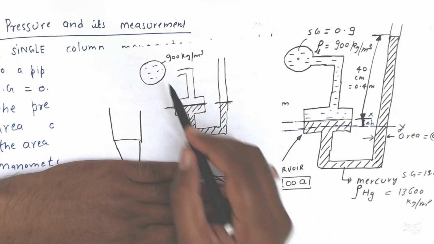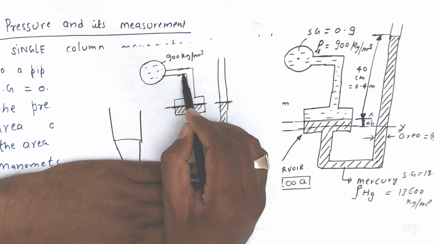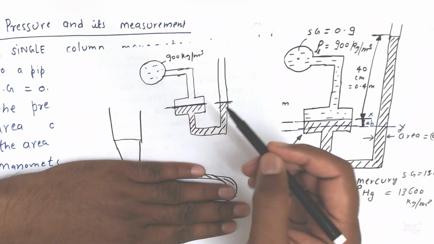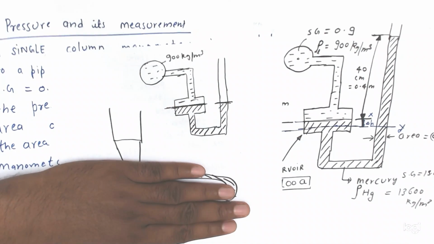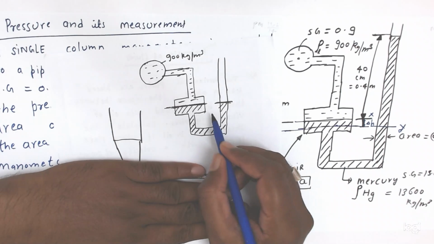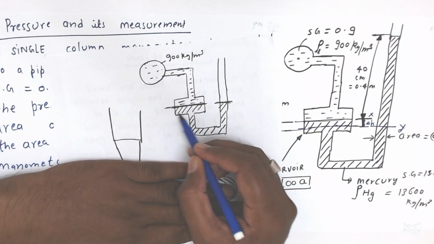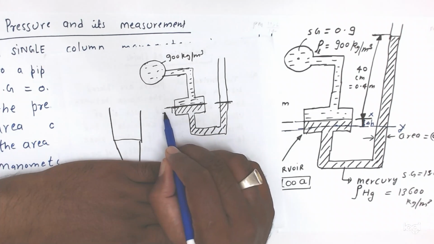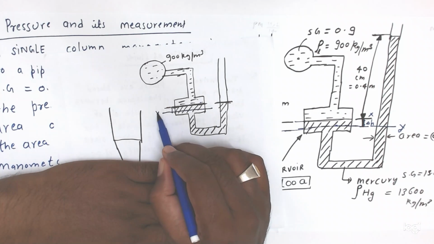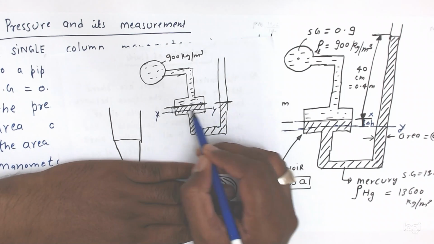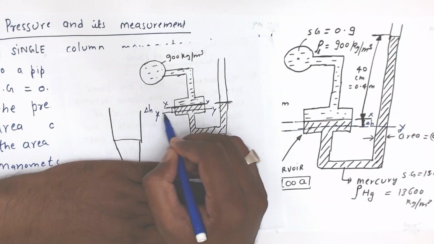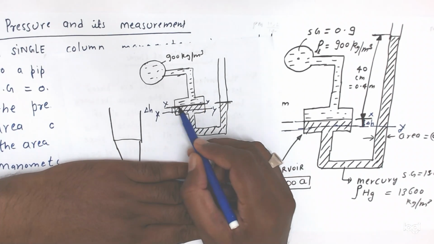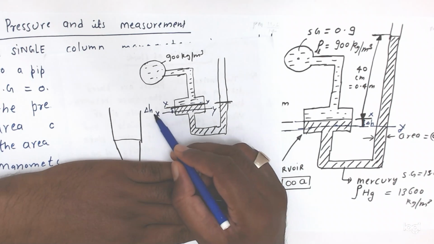Then what happens when we connect this to the pipe? The liquid will create pressure here, at this point, and the mercury level will fall. Suppose it has come to this point. This is the y point. Initial case is x and x. So it is going delta s down. From here to here, it is going delta s down because it is very small.